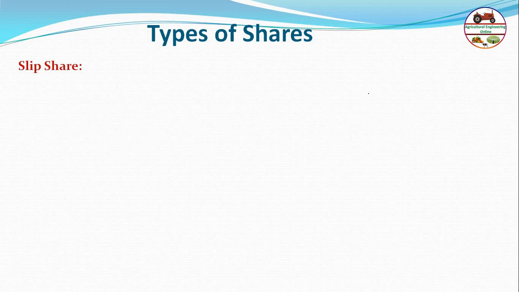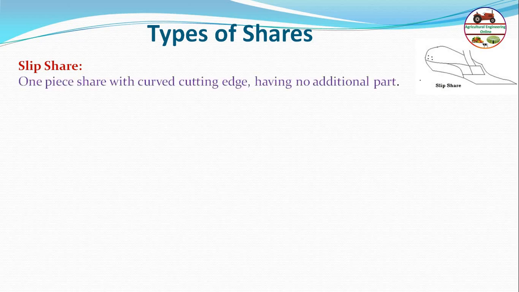Then types of share. Slip share, based on how the share is manufactured or designed, is a one piece share with a cutting edge having no additional parts. It's one piece, and is called the slip share. It has to be directly attached to the moldboard. Slip nose share.